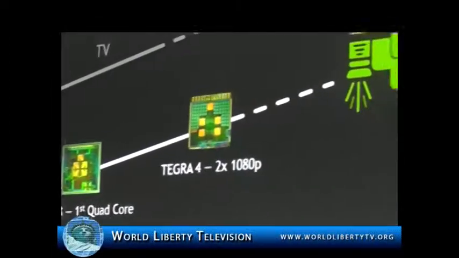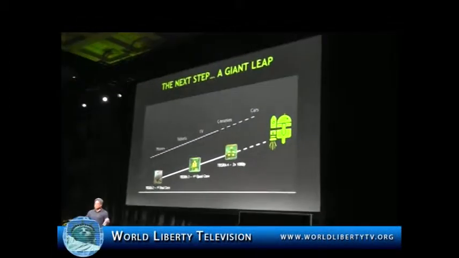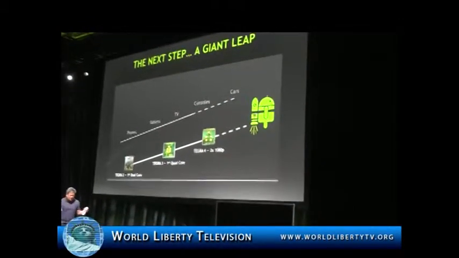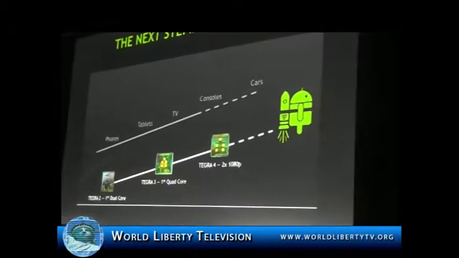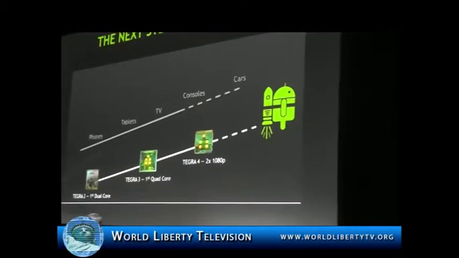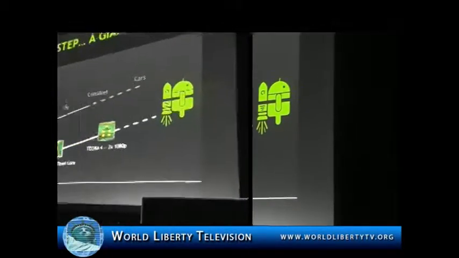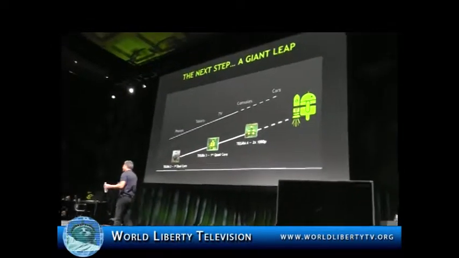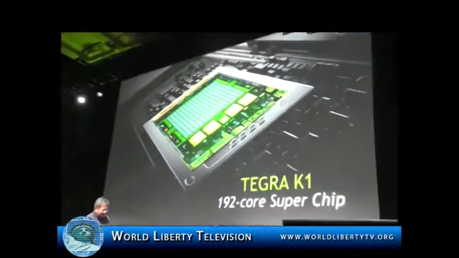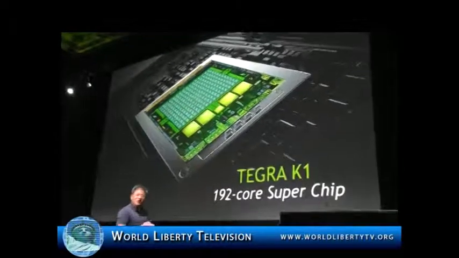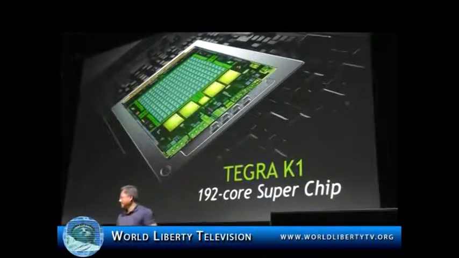Because it's an operating system that's free to all. Because it's an operating system that allows every company, every country, every industry to freely innovate. However, I think that maybe we could do better than that. What we decided to do was make Tegra K1 the world's first 192 core processor.